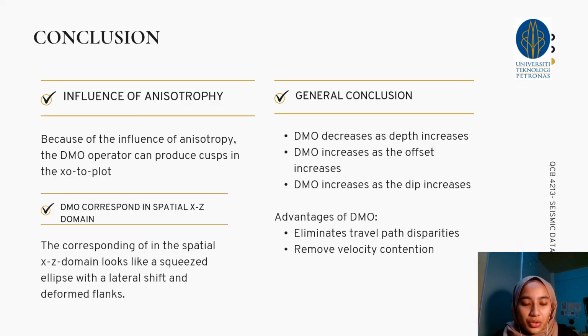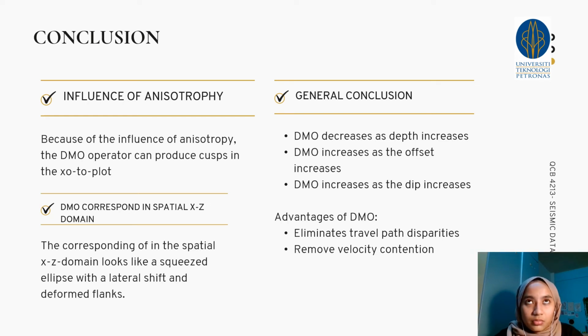Proceeding to the conclusion, for this paper, the influence of anisotropy causes the DMO operator to produce curves in the X naught to T naught plot, while the DMO corresponds in the spatial exact domain, where the corresponding spatial domain looks like a squeezed ellipse with a lateral shift and deformed flanks. However, the figure is not mentioned in the paper.